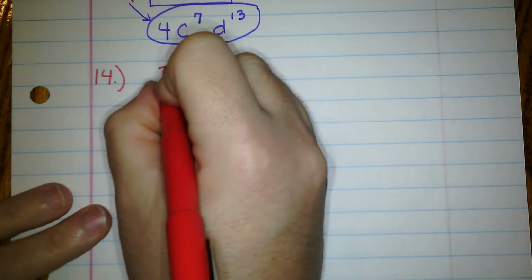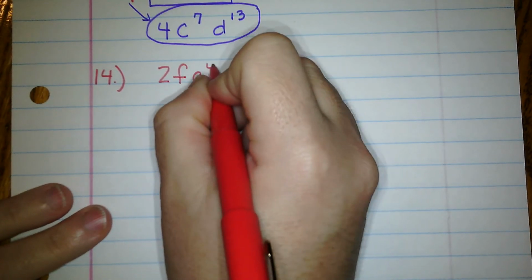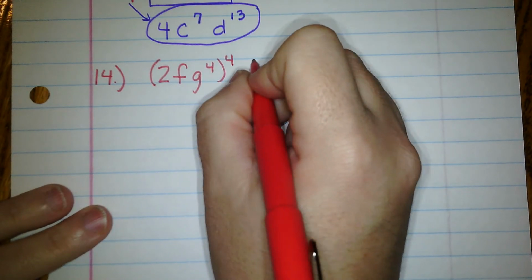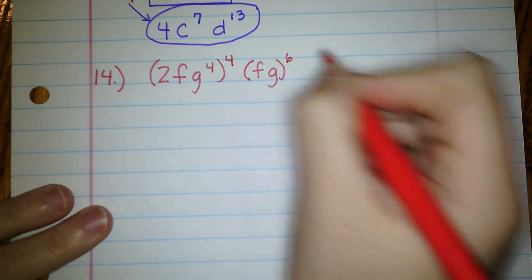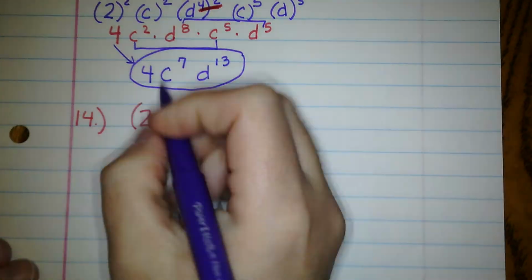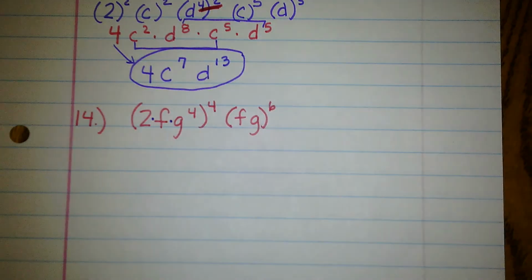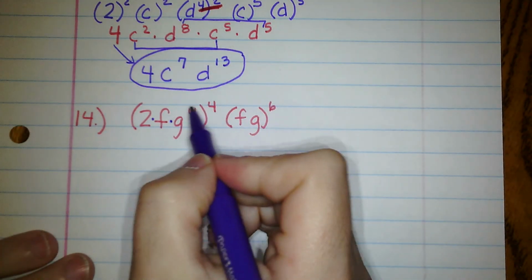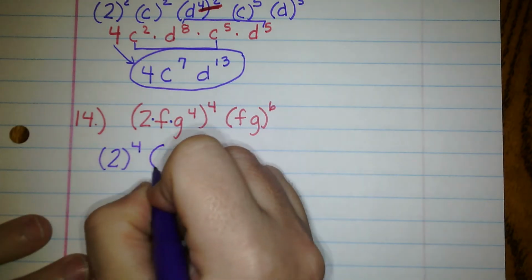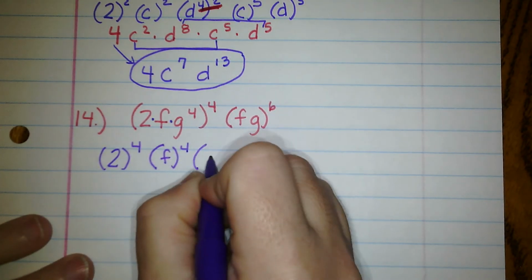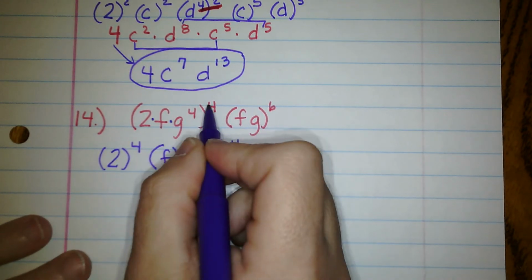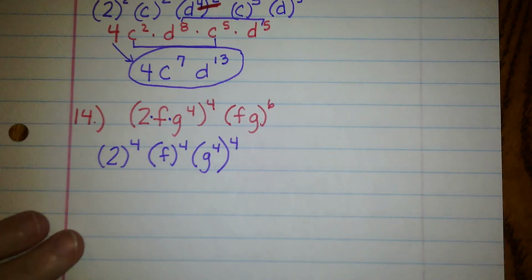Another big one. 2f g to the 4th, all raised to the 4th, times f g, all raised to the 6th. So again, we're going to use the same premise that this is 2 times f times g to the 4th, all raised to the 4th. So that means that each piece gets a 4th power. 2 is going to go to the 4th. F is going to go to the 4th. And g to the 4th is going to go to the 4th. And that's because these are all being multiplied. That's the only reason why you can distribute that exponent.